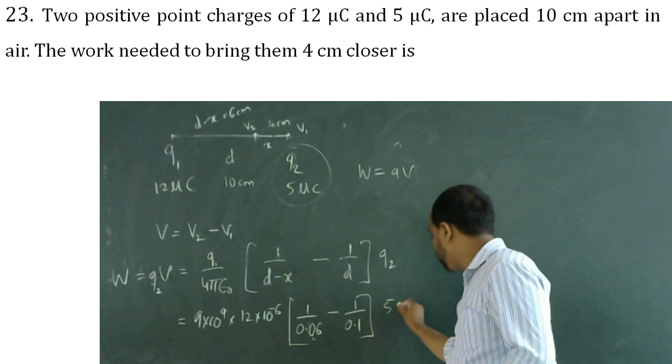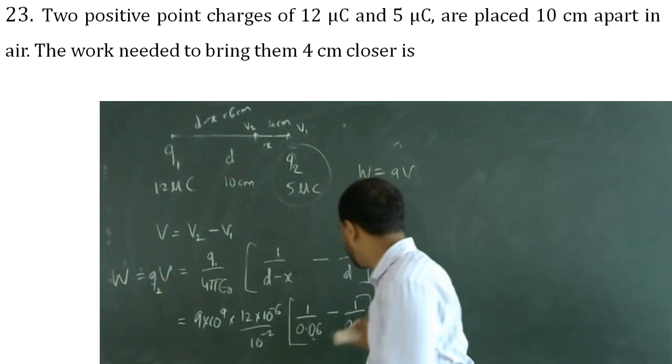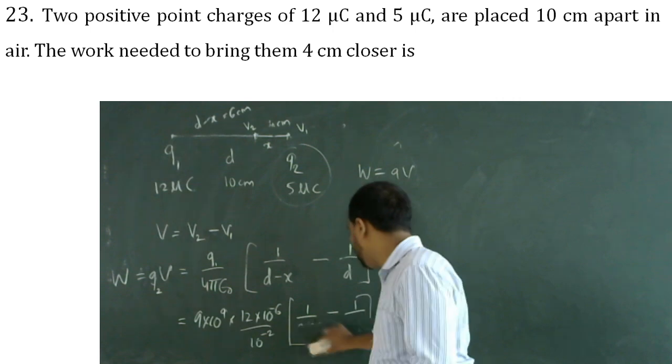I can write this as 6 into 10 raised to minus 2. So this is 10 into 10 raised to minus 2. I will take the 10 raised to minus 2 outside. So therefore it will become how much? 6 and 10.